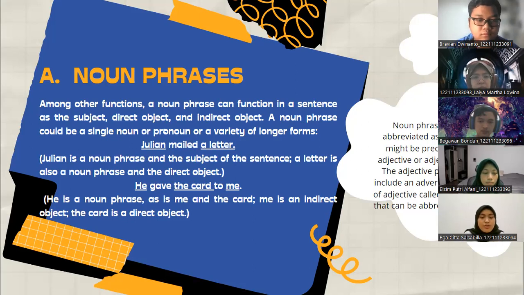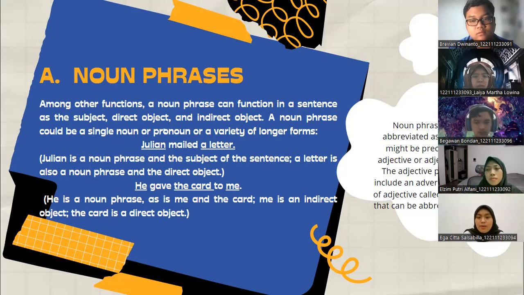For another example, he gave the card to me. He is a noun phrase, as is me and the card. Me is an indirect object. The card is a direct object. Noun phrases can be abbreviated as NP.